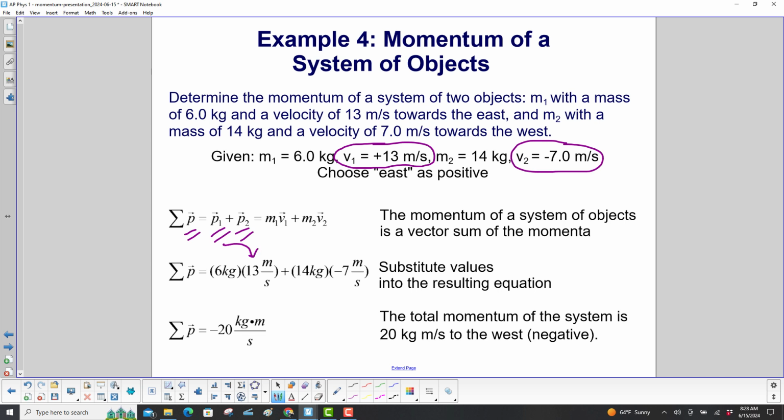There's our positive 13 meters per second. And here's our negative 7 meters per second for the second object. We add these numbers together, and we get the total momentum is minus 20 kilogram meters per second.